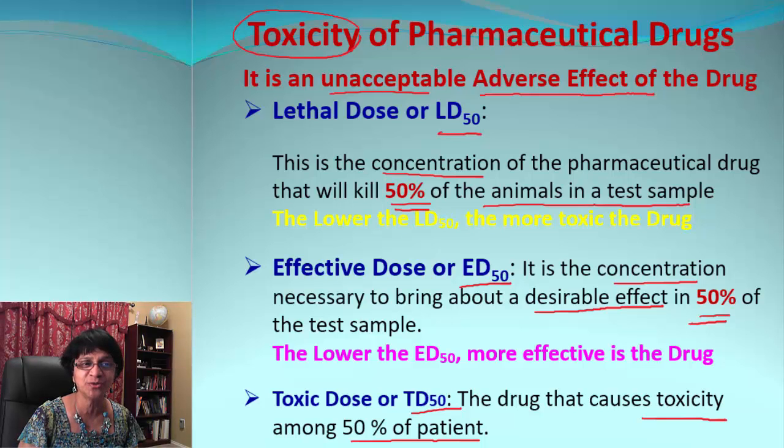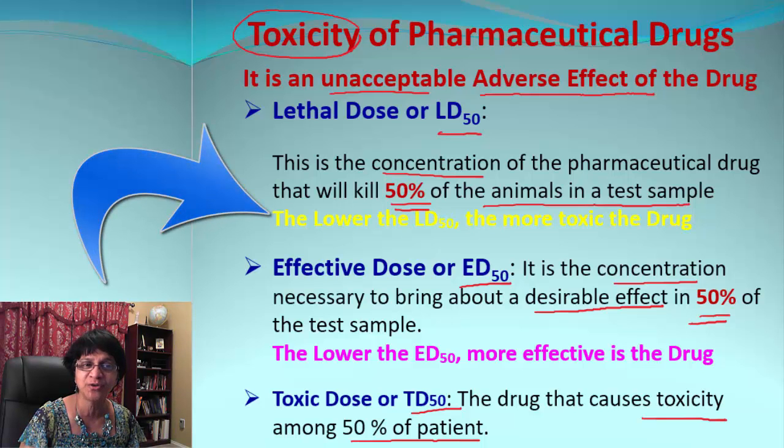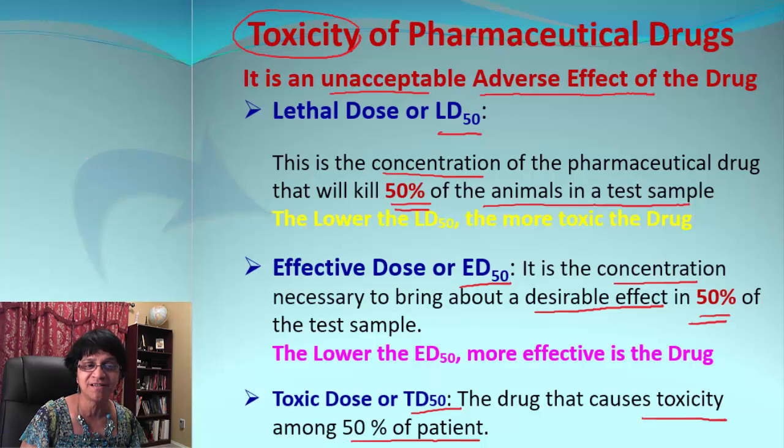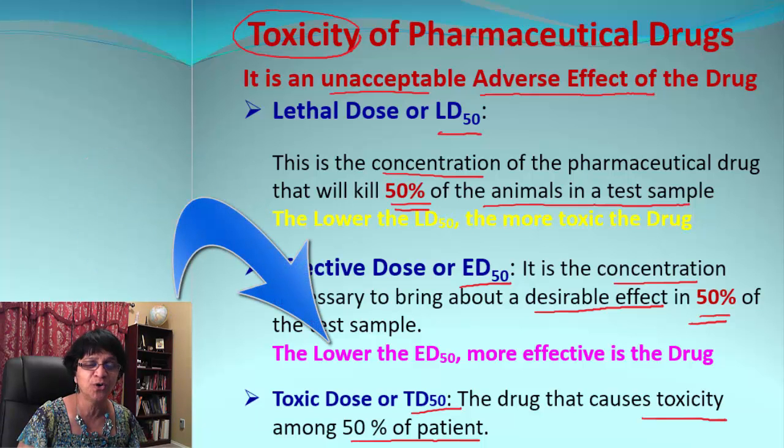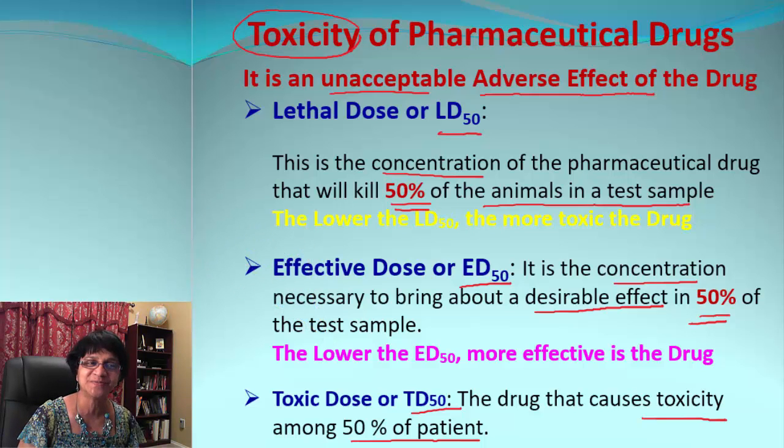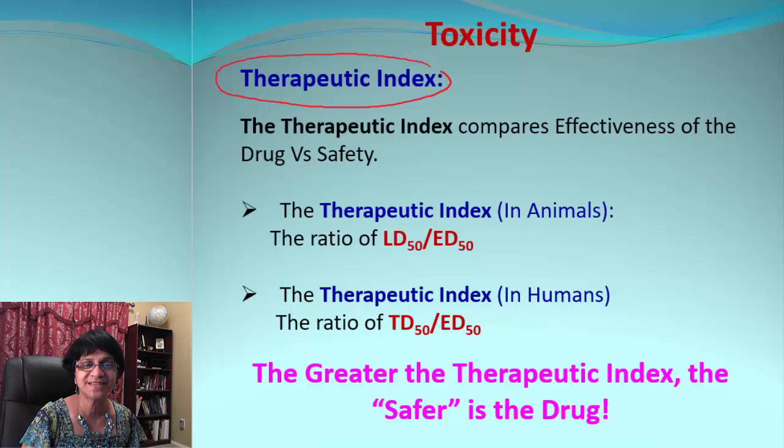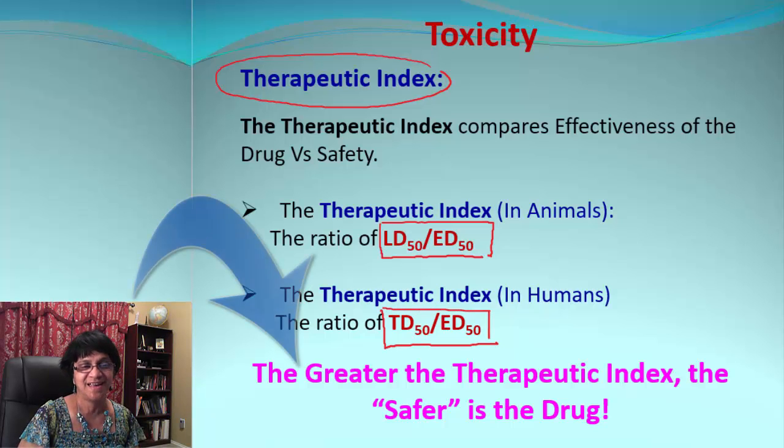Just to remind you, the lower the LD50 value, the more toxic is the drug. And the lower the ED50, the more effective the drug is. And there is the therapeutic index, which we calculate by a simple ratio of LD50 to ED50 in animals and TD50 to ED50 in humans. The greater the therapeutic index, the safer is the drug.